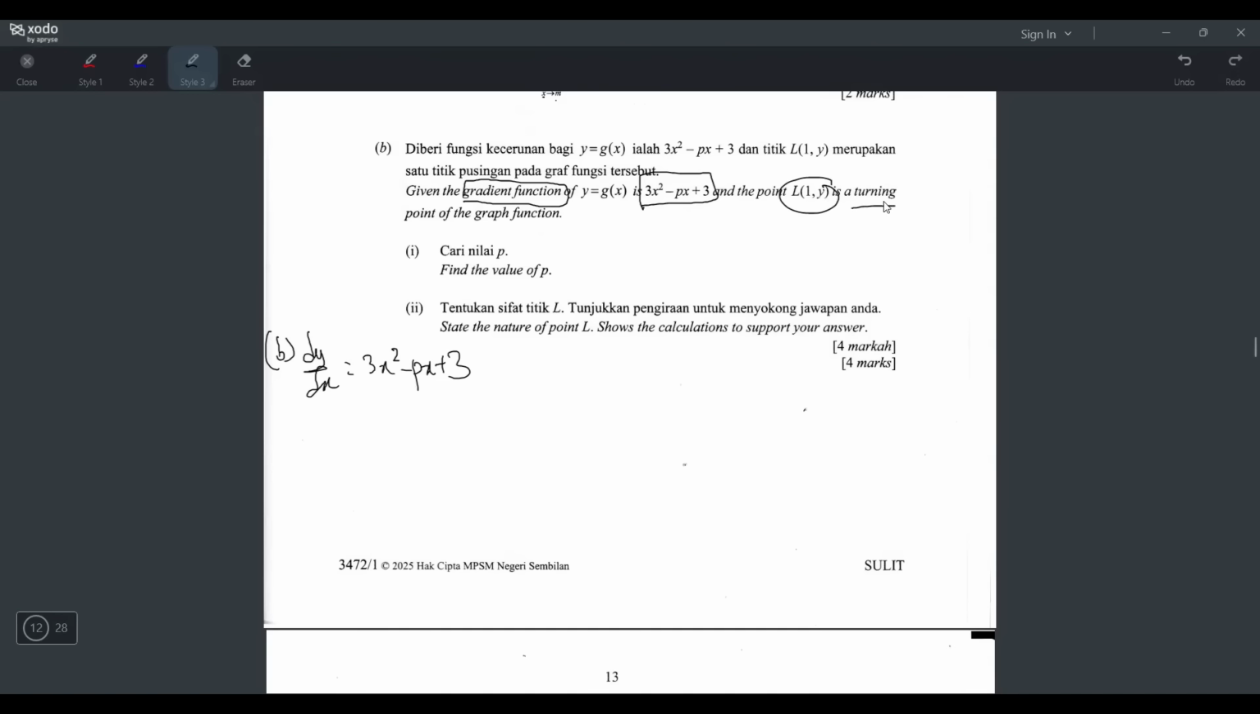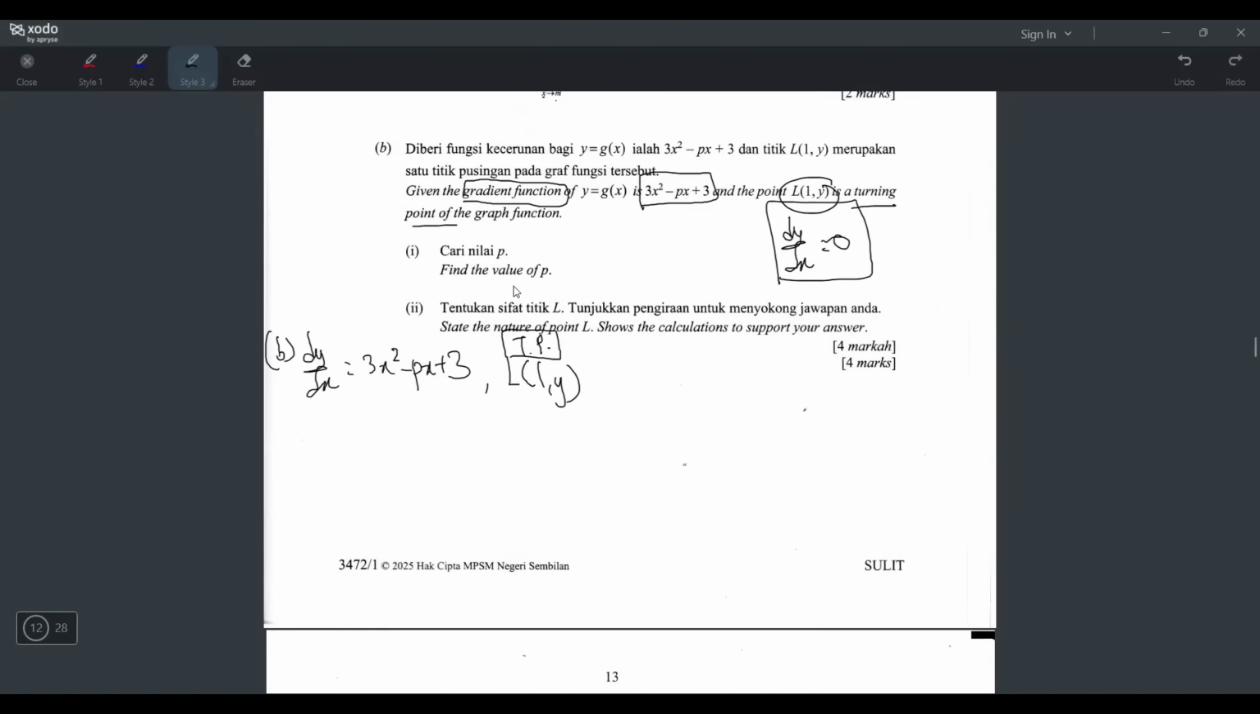Point L(1, y) is a turning point of the graph of the function. Let's write down point L(1, y), and this is the turning point. Alright, whenever you see the word turning point, or minimum point, or maximum point, and if it's a differentiation question, you must think about what? dy/dx equals 0. Because when it's a minimum point, maximum point, or turning point, the gradient of the tangent would be 0. So you can do dy/dx equals 0.